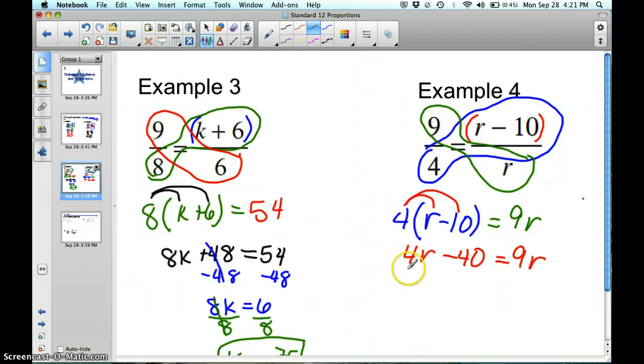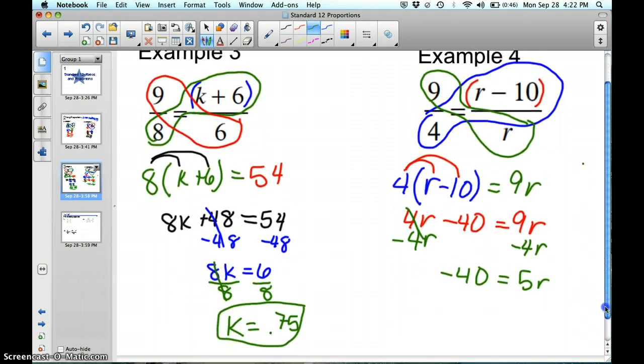Now I have variables on both sides. I have a 4r on this side of the equal sign, and I have a 9r on this side of the equal sign. Since I don't have any numbers over here, I'm going to bring my 4r over to this side by subtracting 4r. So 4r minus 4r, that cancels, that gives us 0. Bring down our negative 40 equals, and on this side I'm just doing 9r minus 4r. So 9 minus 4 gives me 5, so I'm left with 5r.